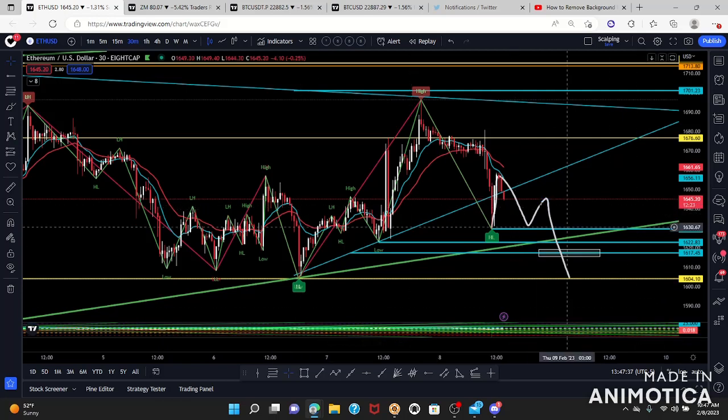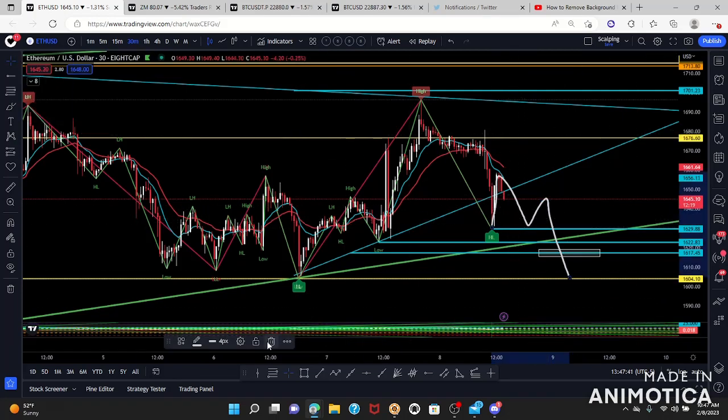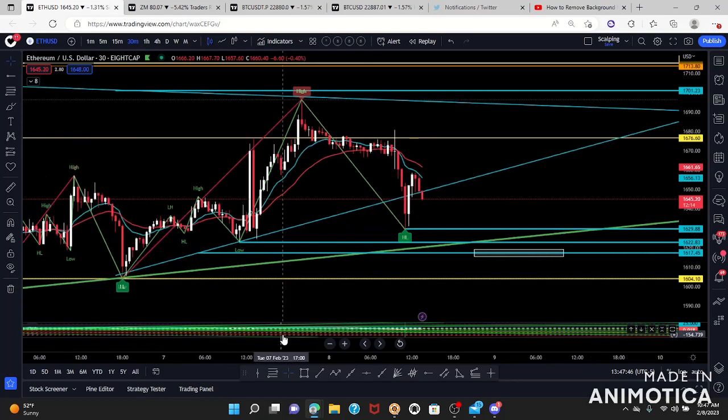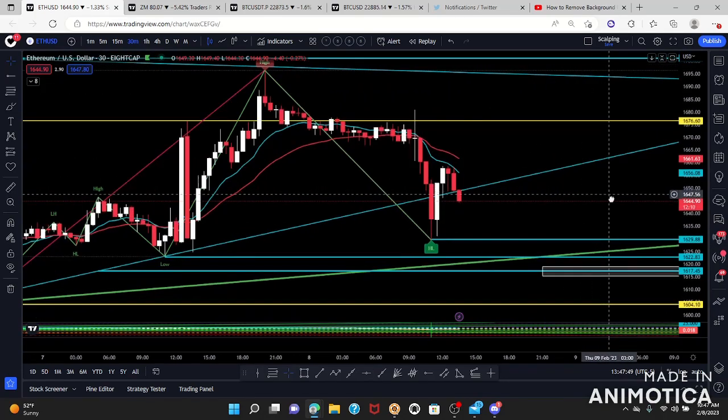Always use the stop loss. Let me tell you something about crypto. It is volatile. It doesn't care what you think or how you feel. It will take your money.